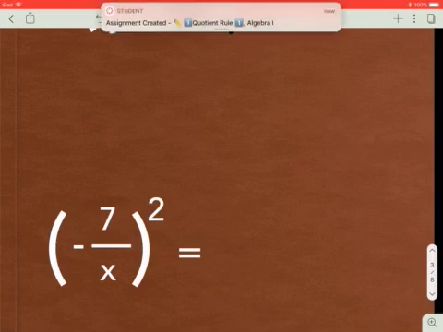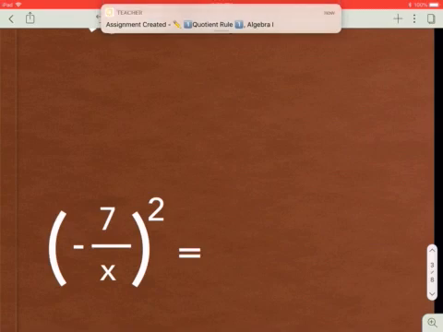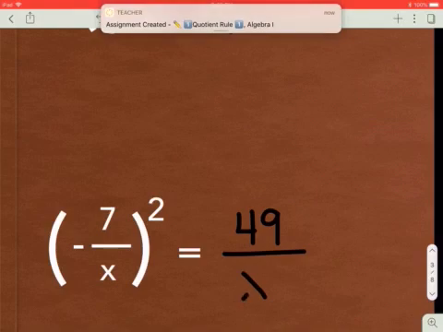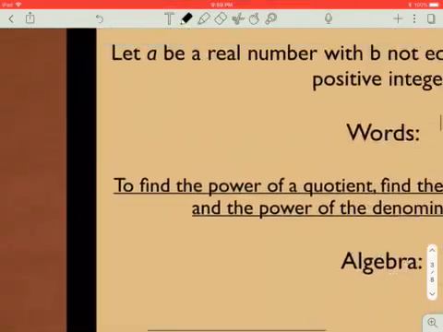So this would be negative 7 times negative 7 would be a positive 49, and x times x would be x squared. So that's our answer there. So you just kind of distribute that exponent to everything on the inside.